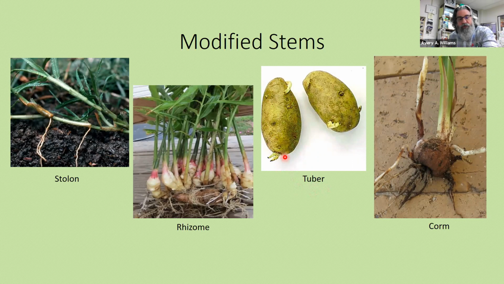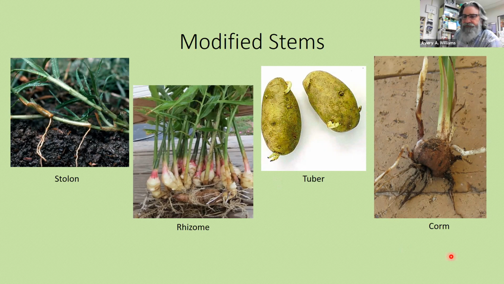And the nodes, remember a stem always has to have nodes and internodes. What you call the eyes of a potato, where if you leave it in your pantry too long it starts growing, those eyes are the nodes. So this is a node, this is a node, this is a node. You actually see some growth coming out of these nodes. And the portions of the potato between the eyes would be the internodes. So a tuber is a modified stem.